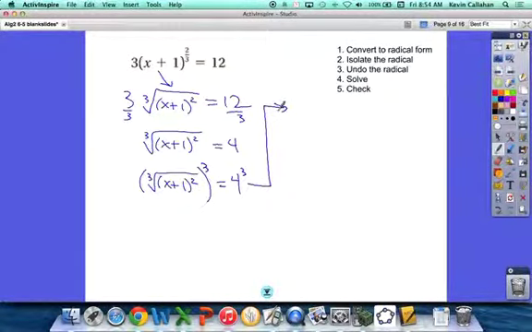Okay, again, what do we get when we cube a cubed root? They cancel each other out, right? So you're just going to get what's inside the radical. That's why we did it. X plus 1 squared equals 4 to the third. You're right. 64. Okay, now that was the step of undo, right? Now we got to solve that.